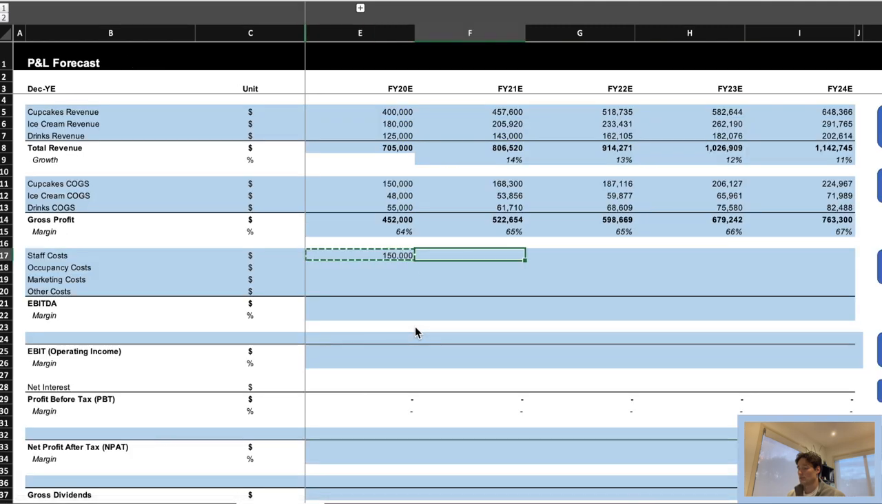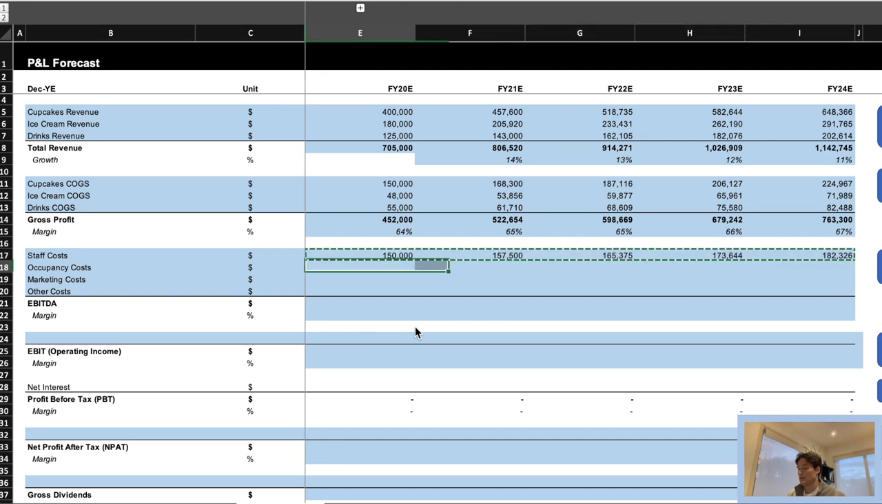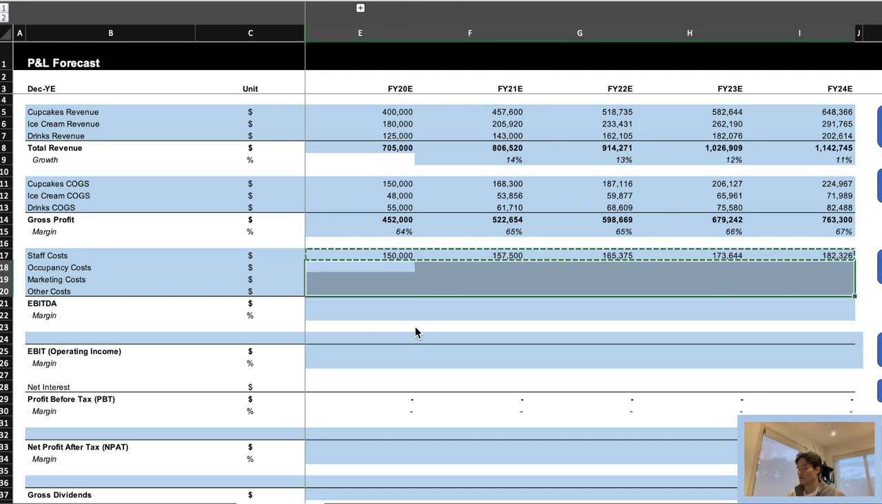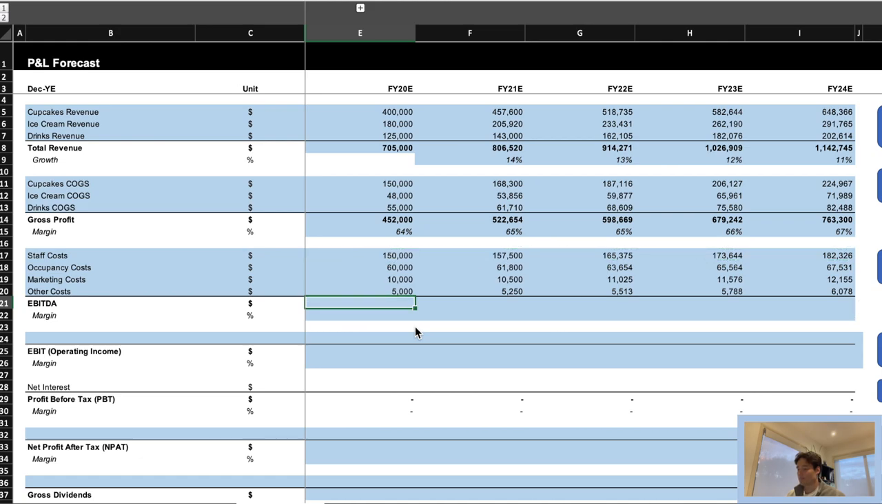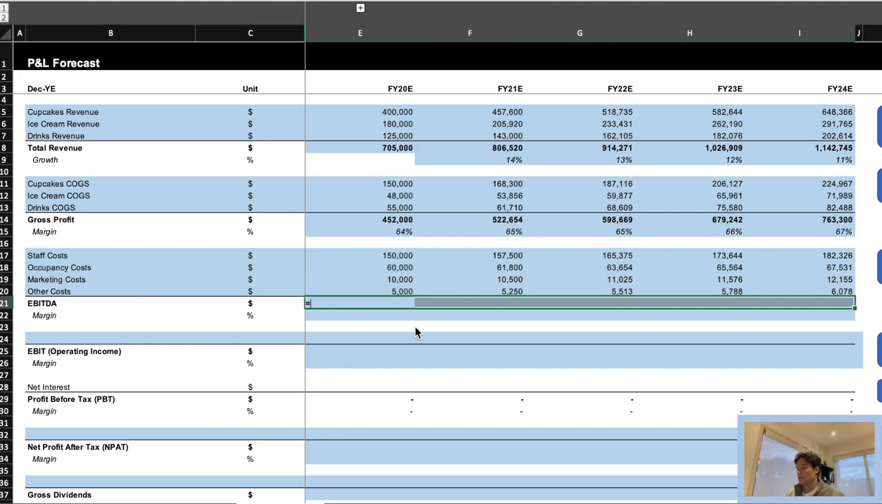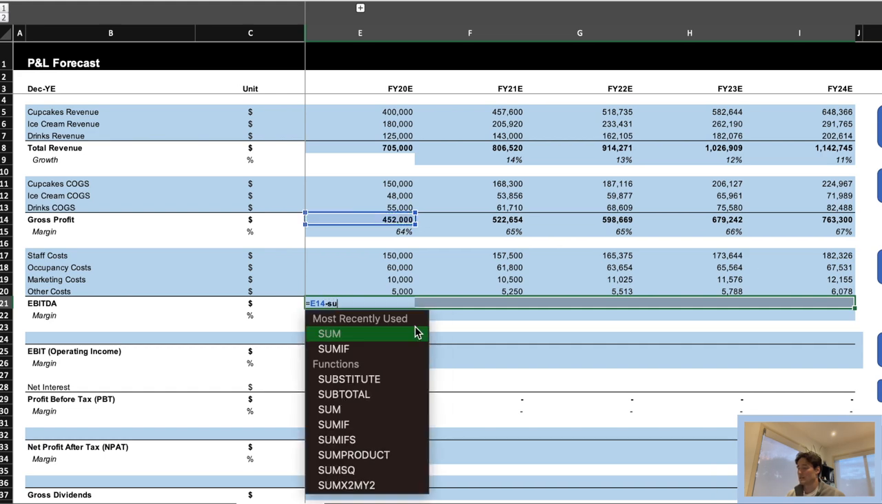Okay, we can just copy that in, paste. And then as it's in the same format, we can just paste that in too. Just copy pasting these cells. Now, EBITDA is similar to gross profit. We want to take out our operating expenses here. So we can take this gross profit amount and then take out the sum of our operating expenses for the year.